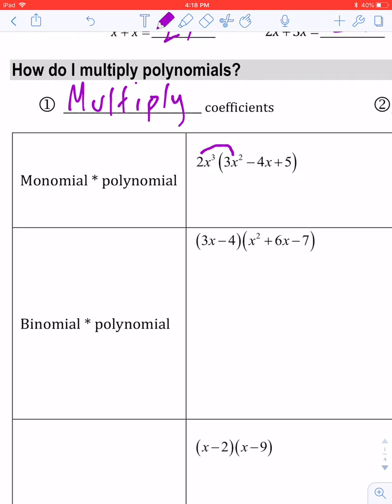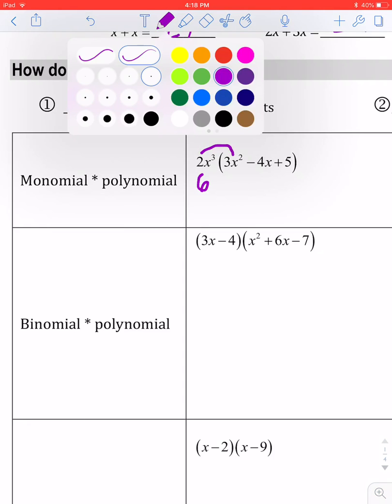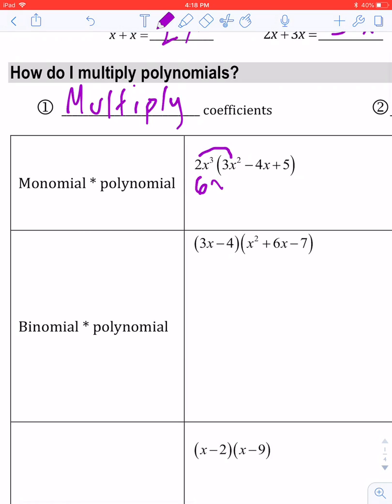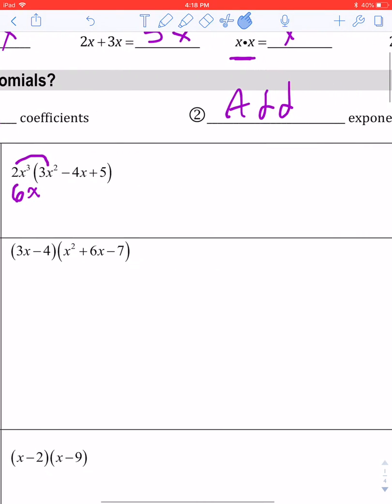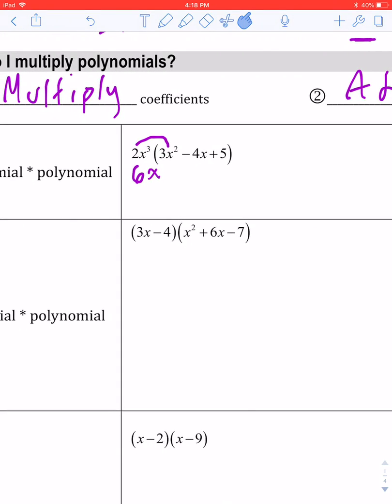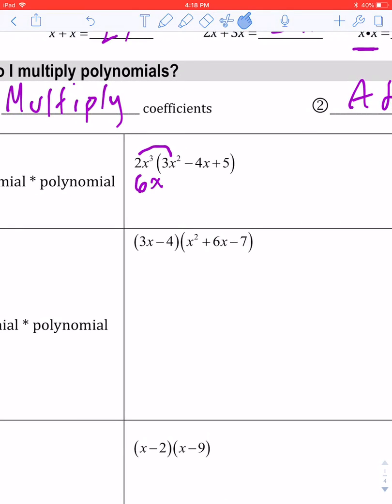Here, my coefficients are 2 and 3. Multiply those together, I'm going to get 6. Okay, now I've got x to the third and x to the second. I know my x is going to stay the same, but if you remember, what do I do with those exponents? Okay, I'm going to add them. So I've got 6x, and then to the third plus to the second, so it's going to be 6x to the fifth.